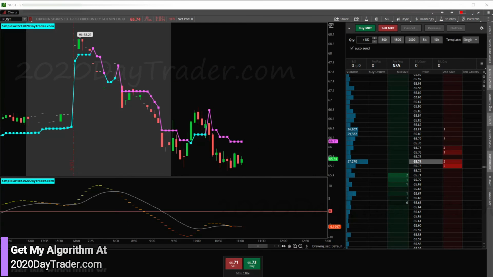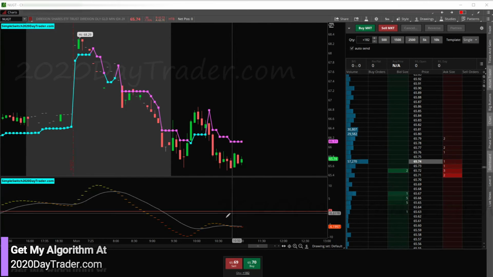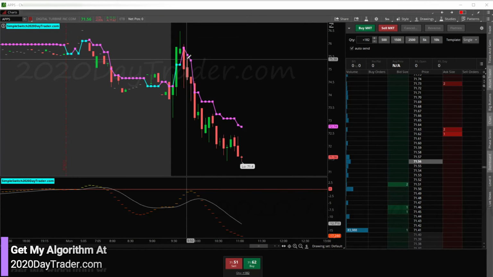All right, so here we are. We'll do a quick recap. So we have NUG right here. We can see lots of switches, but no permissions to the long side, where we traded only to the long side. And then we had APPS. With APPS, we had that switch to the short, but no permission, so no trade. Switch to the long, same thing, no permission, no trade.